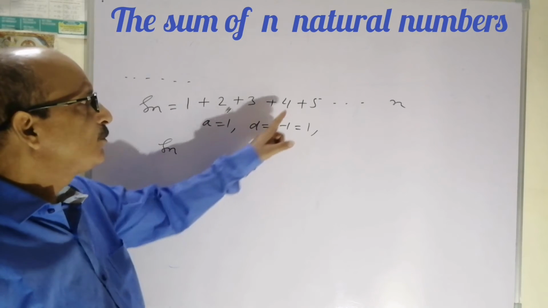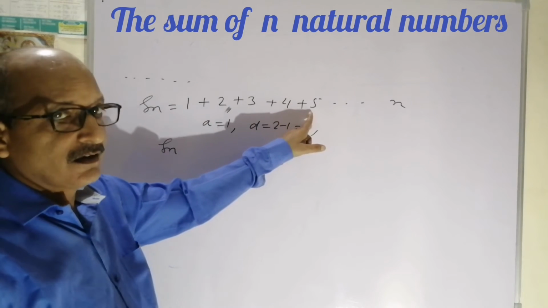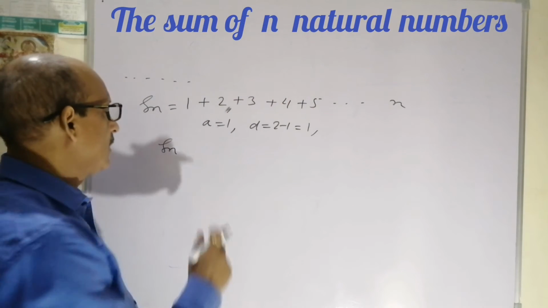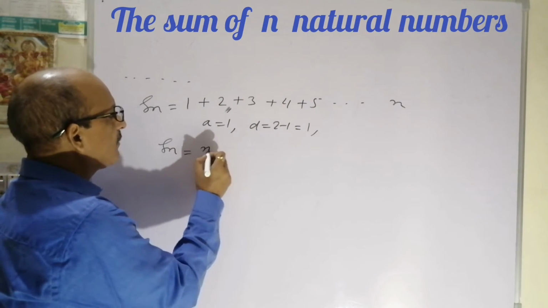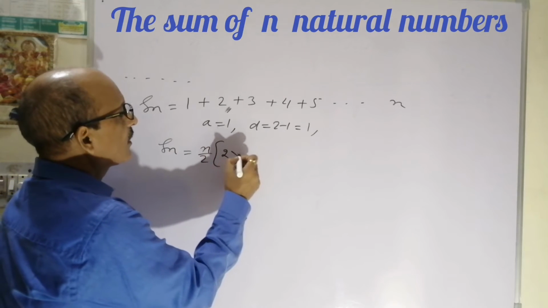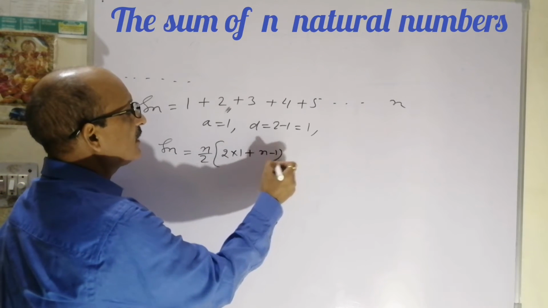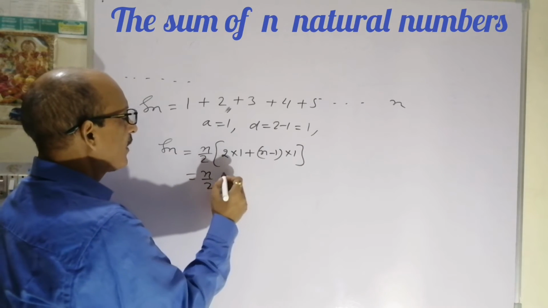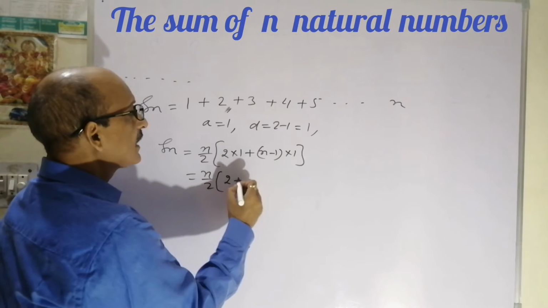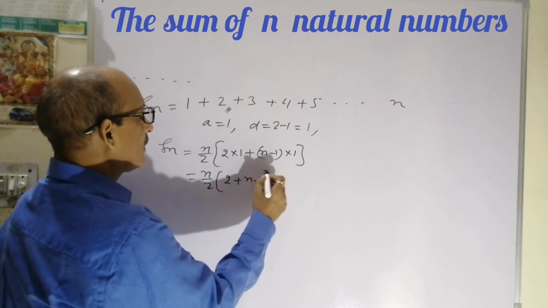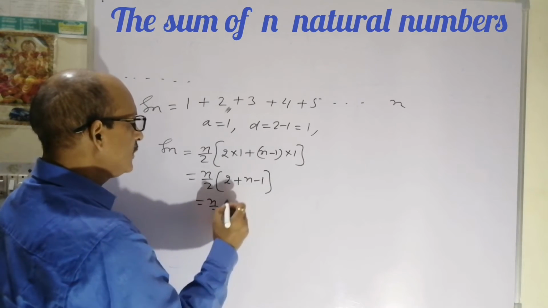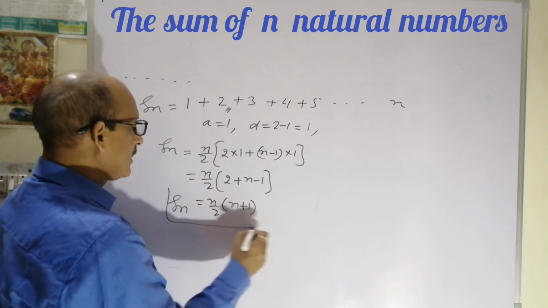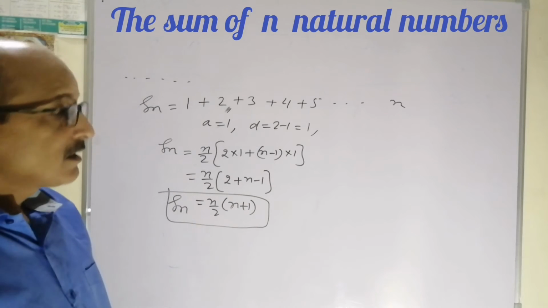Sequentially, if I ask you what its 10th term is, I think the 10th term will be 10, so the nth term will be n only. So we can apply this formula also: n by 2 into 2a plus n minus 1 into d, that is n by 2 into 2 plus n minus 1. So we have n by 2 into n plus 1. That is the sum of n natural numbers.